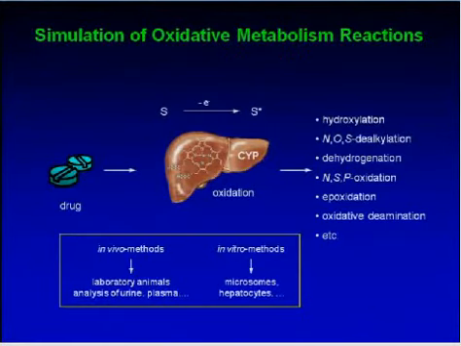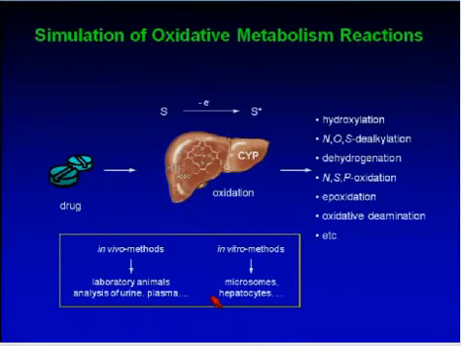If you look at the oxidation reactions which are taking place in the body, then they are taking place in the liver by the cytochrome P450 enzymes. And the typical reactions which you observe are hydroxylations, dealkylations at the heteroatoms, dehydrogenations, oxidations at heteroatoms, epoxidations, and oxidative deaminations. A couple of further reactions are observed as well. And what we'd like to do is simulate these reactions by an in vitro method. Currently, people are using in vivo methods, for example, laboratory animals and their analysis of urine and plasma, but also in vitro methods based on liver cell microsomes and also hepatocytes.